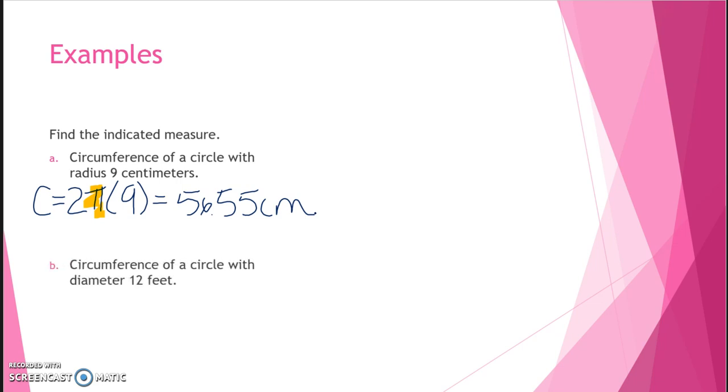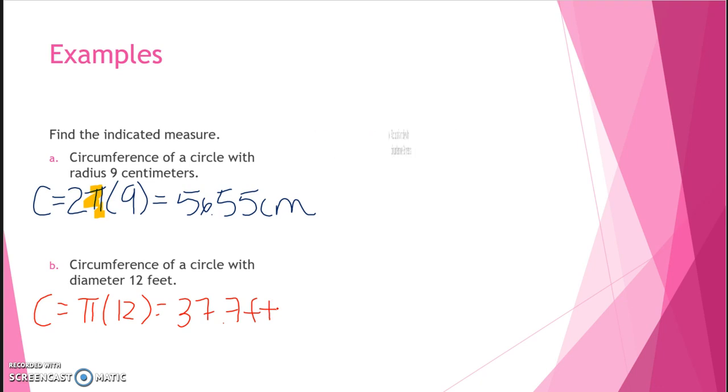And the next one, we're looking for the circumference. We know that the diameter is 12, so it is pi times your diameter, which is 12. You get about 37.7 feet. So that's an example of using each formula.